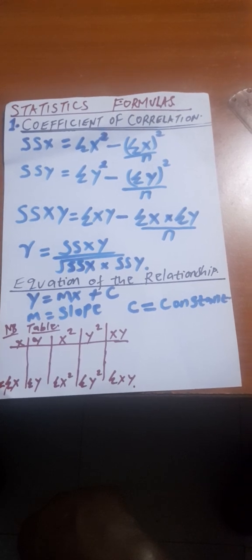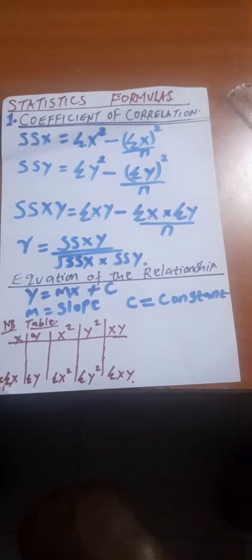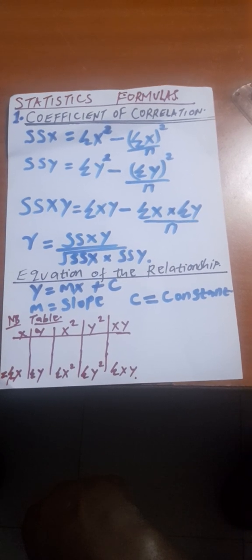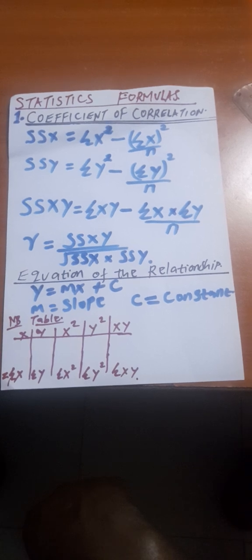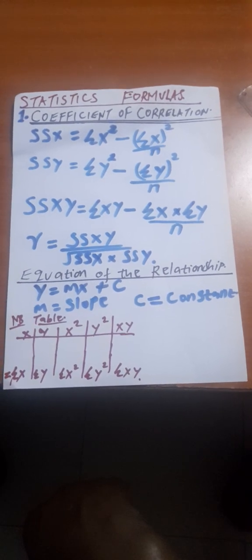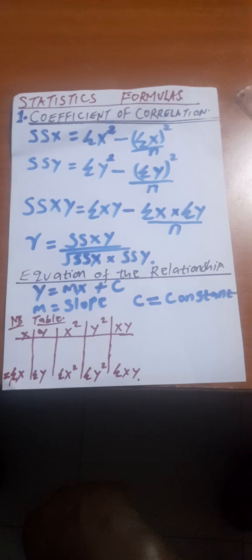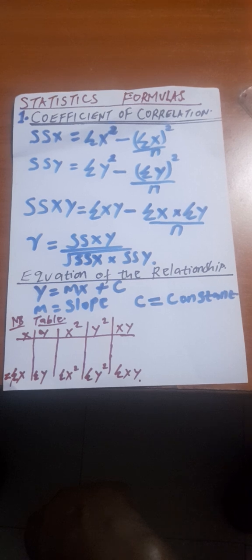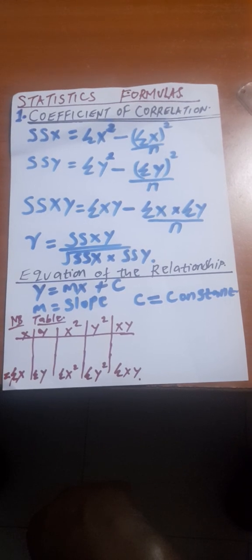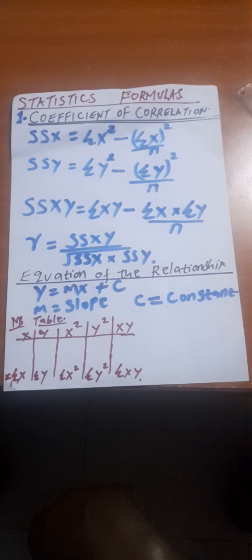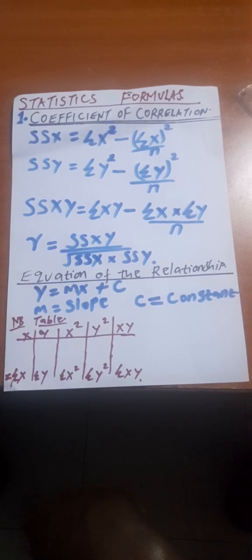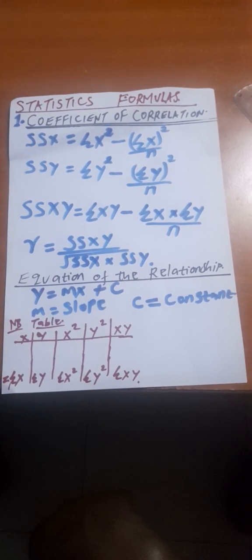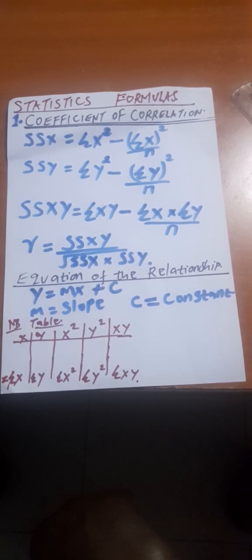SSXY will be equal to the summation of XY, minus the summation of X times the summation of Y, over N. Then now you find R, the coefficient of correlation, which will be equal to SSXY, divided by the square root of SSX multiplied by SSY. That is where you will have completed finding your coefficient of correlation, and it should not be more than 1. 1 should be the highest number.